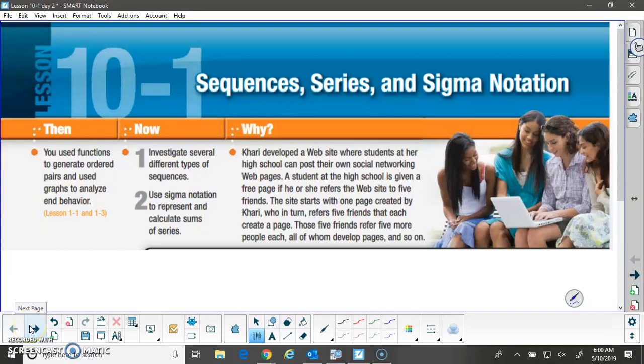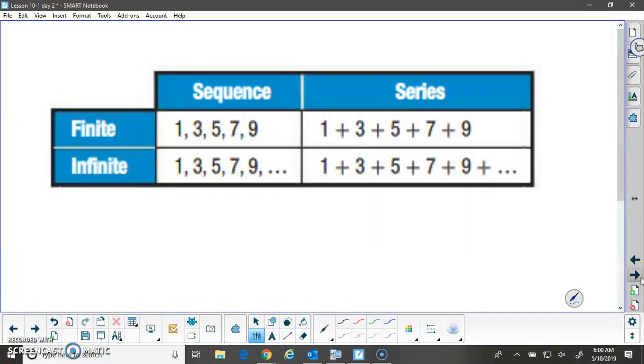Lesson 1 of Chapter 10 is on series and sigma notation, day 2. So first of all, I want to talk about the difference between a sequence and a series.